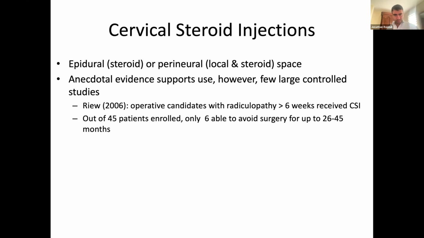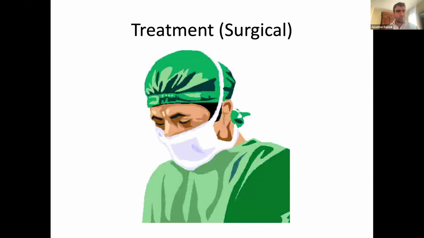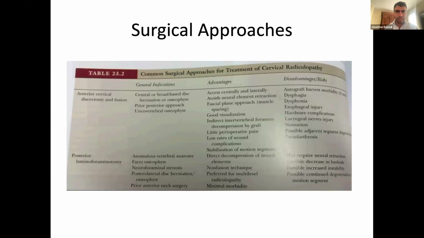Of those 45 who they enrolled in the study, only 6 were able to avoid surgery. So it didn't buy them maybe a year, that's it, maximum. It all ended up needing surgery anyway. So what did you really buy them? Just maybe a year? It doesn't make sense to me. Especially with the risk reward, I mean, really bad things can happen with these injections. So it just doesn't make sense. So I don't really typically recommend injections for these patients.